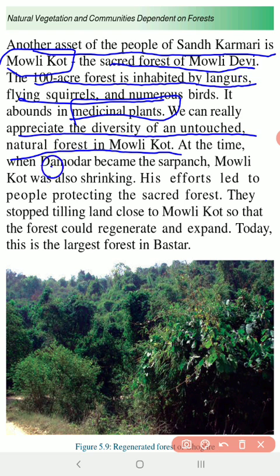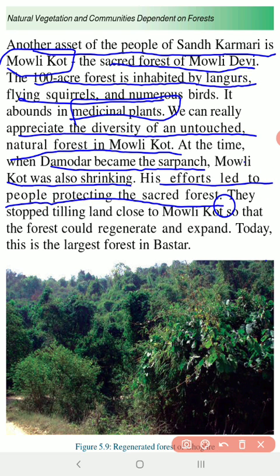At the time when Damodar became the Sarpanch, Mauli Kot was also shrinking. In the first year of his Sarpanch, he found that this particular sacred forest was also shrinking. Why? Because people were trying to extend their agricultural land by slowly destroying the forest, by extending the borders of the agricultural land. His efforts led to people protecting the sacred forest.